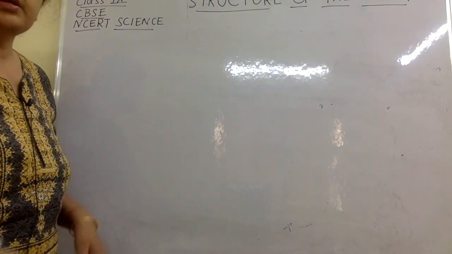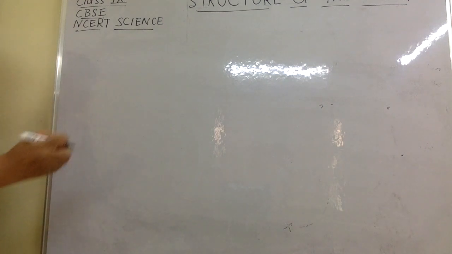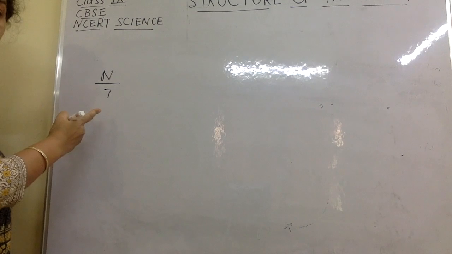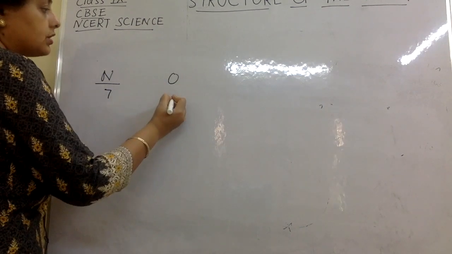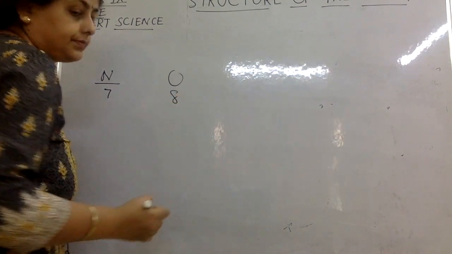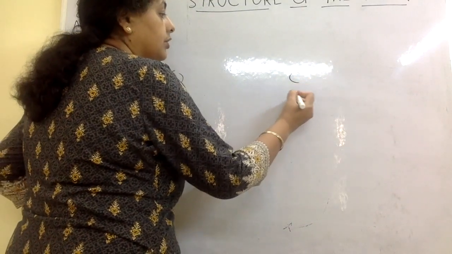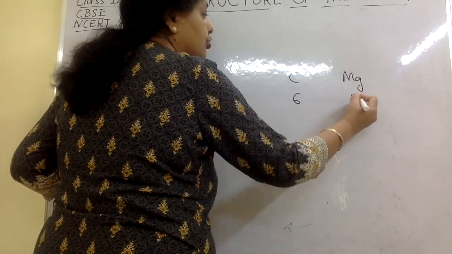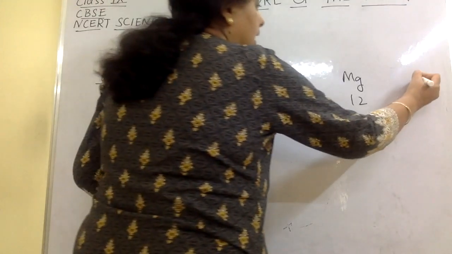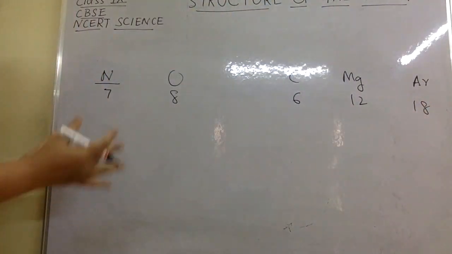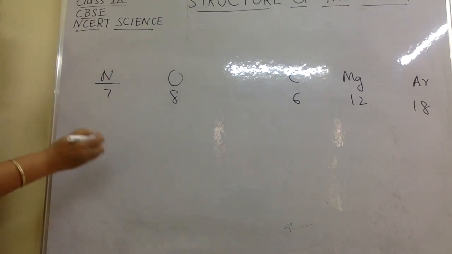Now to give you a better idea, let me quickly write the atomic numbers. For nitrogen, the atomic number is 7. For oxygen the atomic number is 8. For carbon the atomic number is 6. For magnesium it is 12. For argon it is 18. Now let's see the electronic configurations of these.